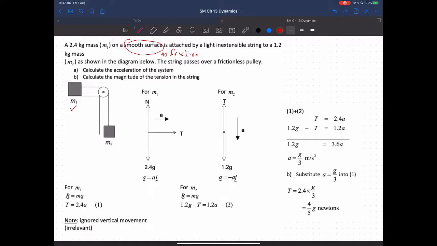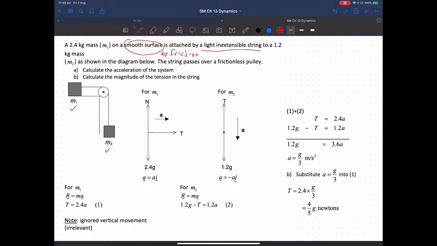We are told that the mass is attached by a light inextensible string. Because it is a light inextensible string, it means that the tension throughout the system is going to be constant. We are told it's attached to a 1.2 kilogram mass, M2.